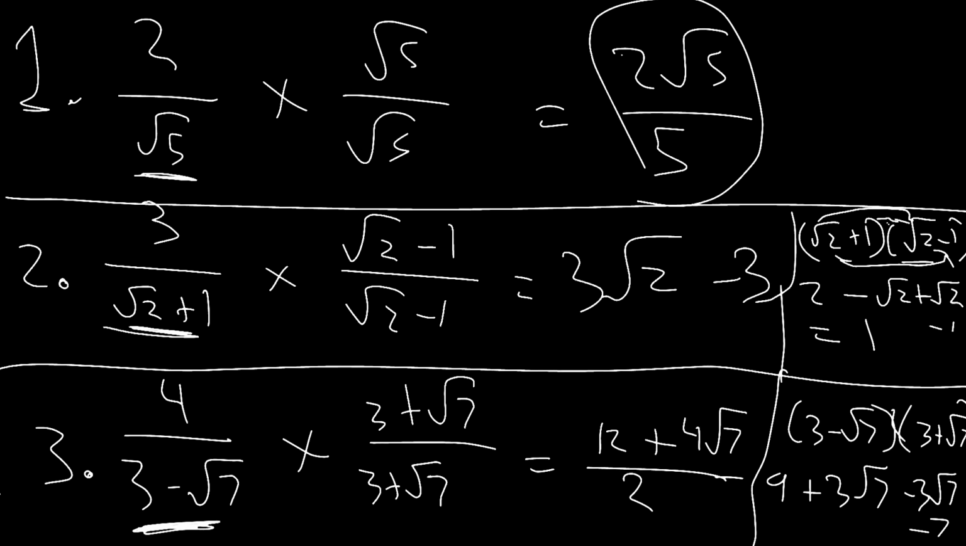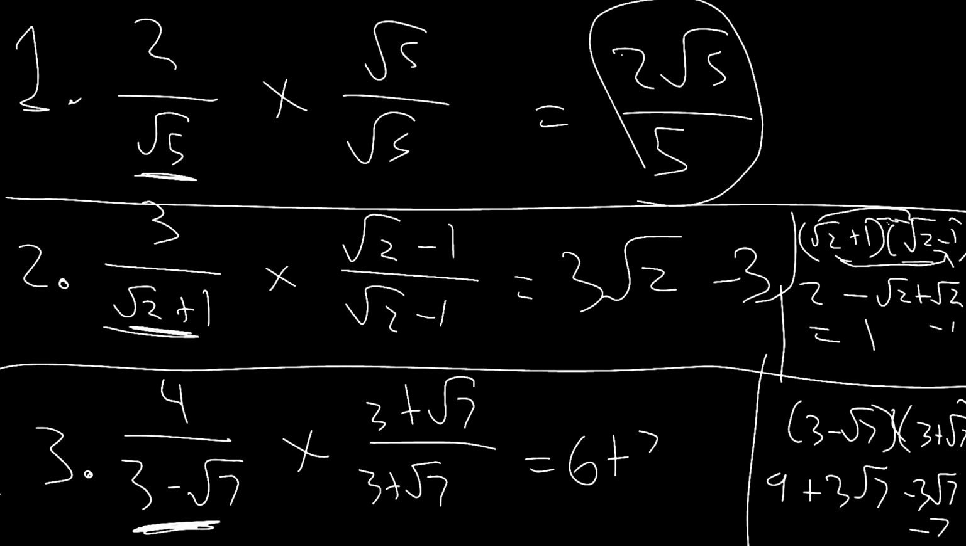And now I can divide this 12 and this 4 by 2. So 12 divided by 2 is 6, and 4 divided by 2 is 2. Therefore, my final answer is 6 plus 2 root 7.